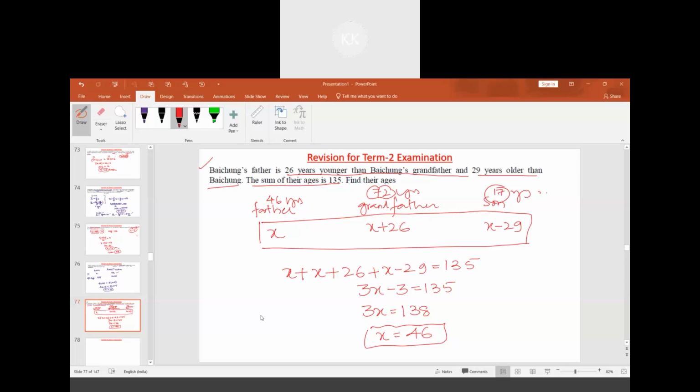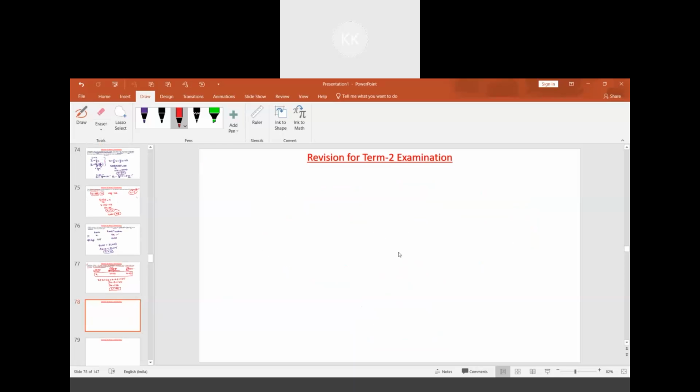Isn't it easy? Yes, sir. These were the important questions of linear equation in one variable. If you have any other doubt, please ask. If not now, after some time also you can ask. Next, which topic do you want me to revise?